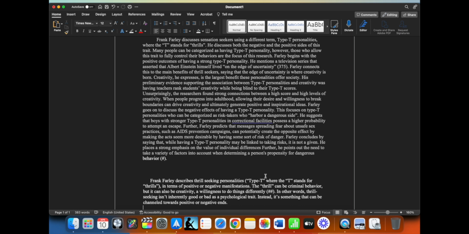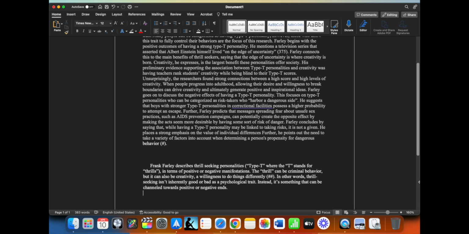Frank Farley describes thrill-seeking personalities, type T, where the T stands for thrills, in terms of positive or negative manifestations. The thrill can be criminal behavior, but can also be creativity, a willingness to do things differently. In other words, thrill-seeking isn't inherently good or bad as a psychological trait. Instead, it's something that can be channeled towards positive or negative ends.